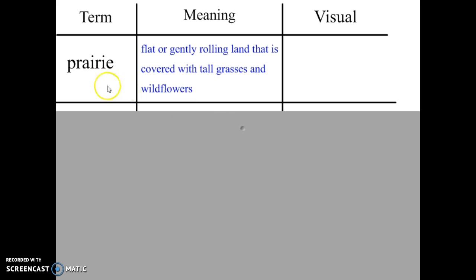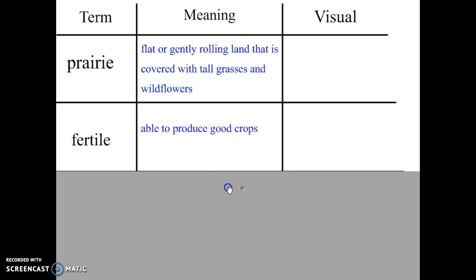The first word is prairie. Flat or gently rolling land that is covered with tall grasses and wildflowers. And we know this is an important feature of the Midwest. The next word is fertile. Able to produce good crops, or good for growing. That's a really important word that you hear a lot in different aspects of social studies.